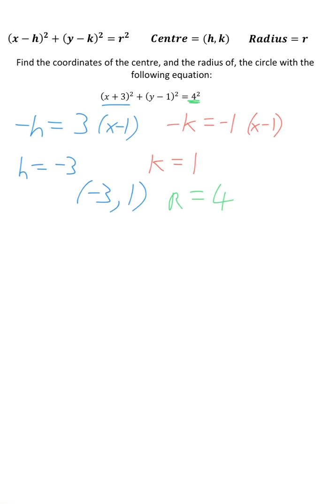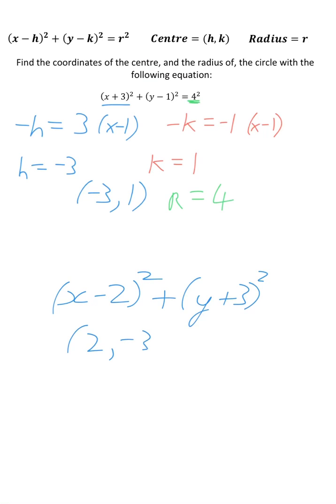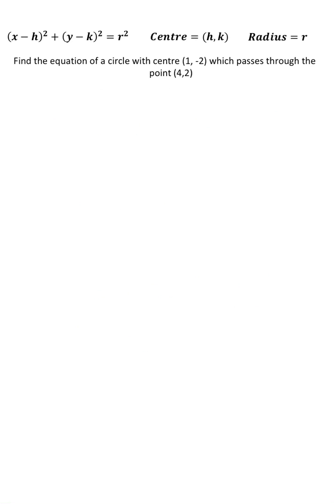You'll notice in these questions, if you have to find the center and they give you the equation of the circle, it'll always be the opposite to the sign it is in the brackets. Similar to when you're solving a quadratic equation after being factorized. So if you had x minus 2 all squared plus y plus 3 squared, the center of this would be (2, minus 3). Okay, let's look at another type of question.